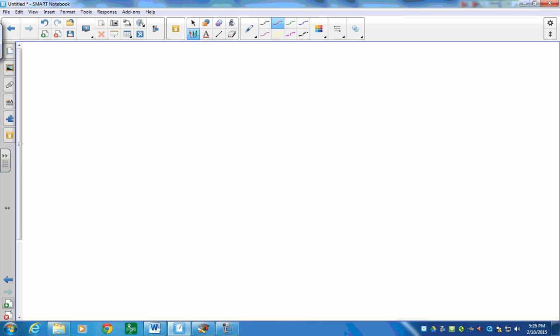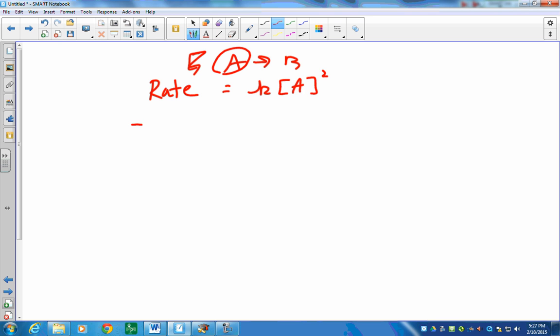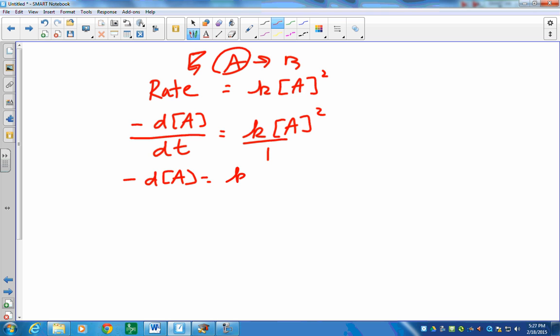Okay, so same thing. If you have a second order reaction, again, we have A changing to B. The rate is equal to k times A to the second power. But again, you monitor the rate of a reaction by how fast A is disappearing. So it's the change in the concentration of A with respect to the change in time equals kA squared. Just like last problem, I'm going to take cross products. Negative dA equals kA squared dt. I'm going to get the A's on one side and the t's on the other.